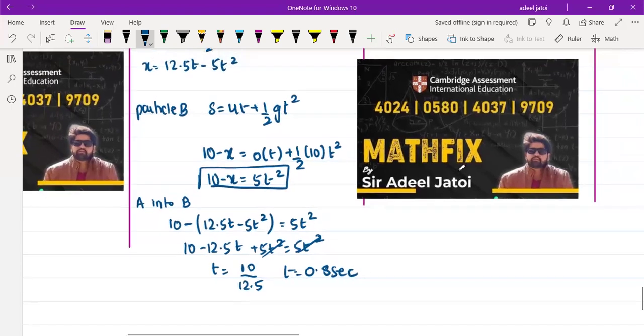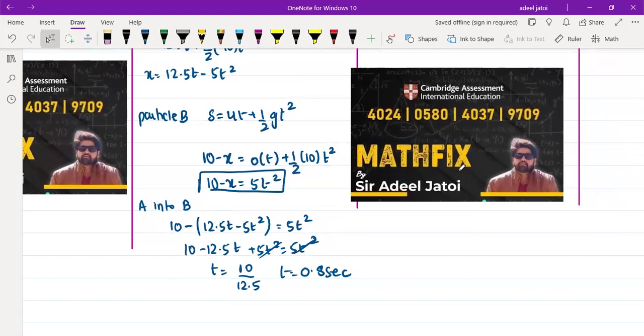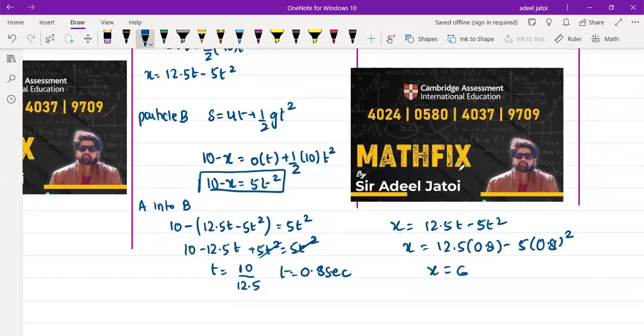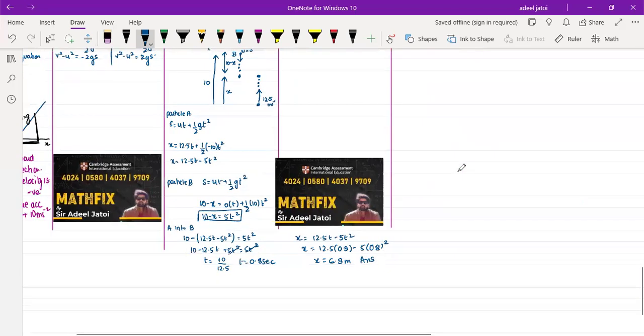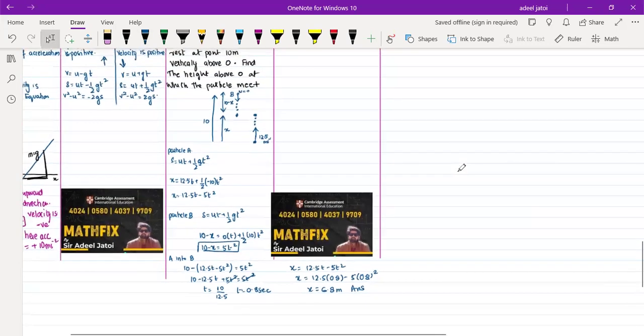So when t is 0.8 seconds and I need to find x, x was 12.5t minus 5t square. So 12.5 times 0.8 minus 5 times 0.8 square. So x becomes 6.8 meter, and this is your answer for this question, where you were asked to find the height above O at which the particles meet. Whenever it says meet, that means we are talking about the intersection point.